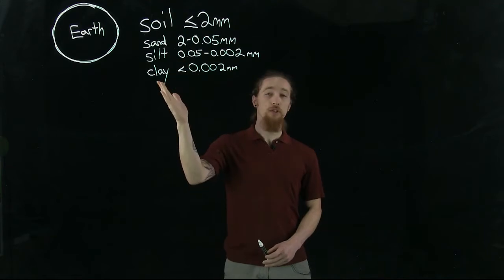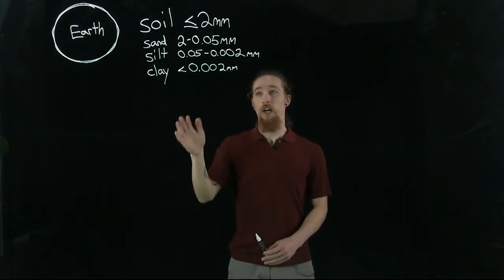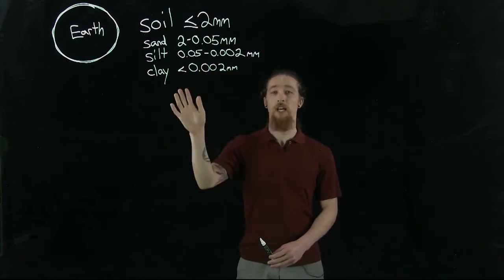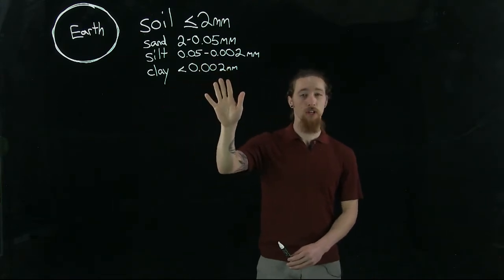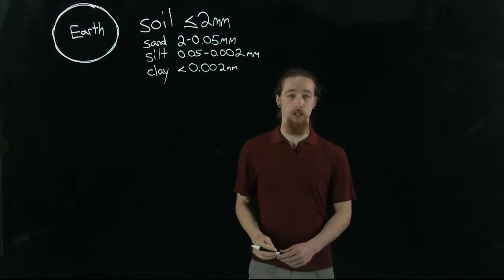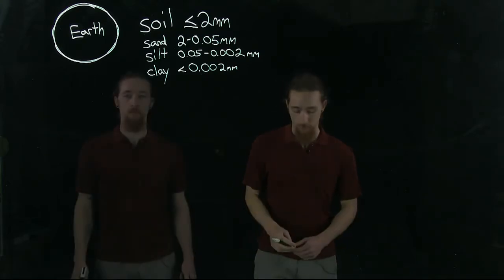Silt, some of it you still can see with your eye. A lot of it starts to get very small, 0.05 to 0.002 millimeters. And then clay is most assuredly microscopic. It's anything smaller than 0.002 millimeters in width.